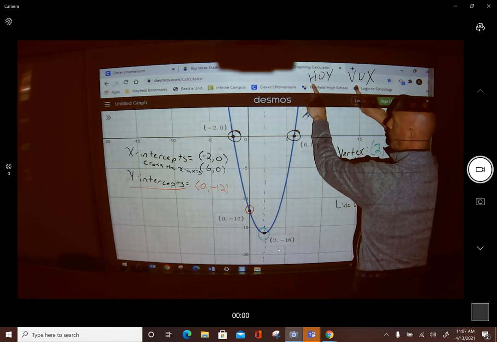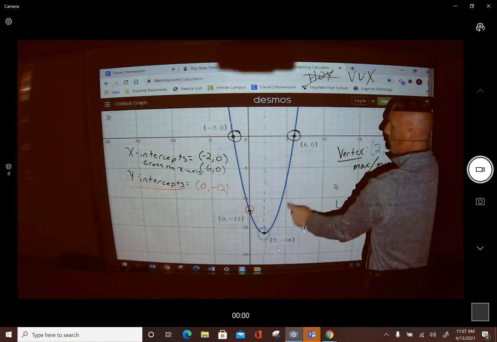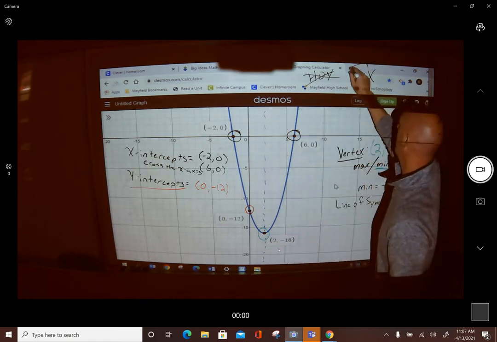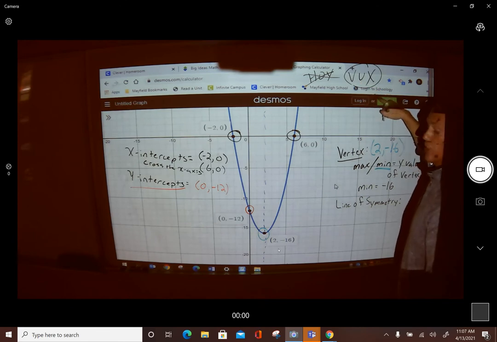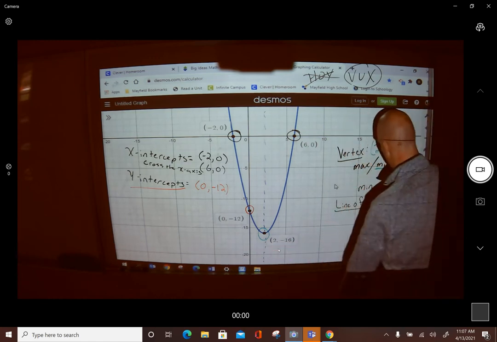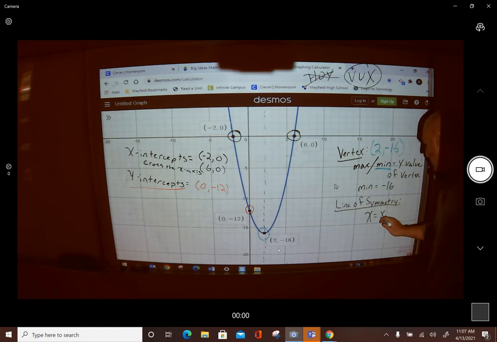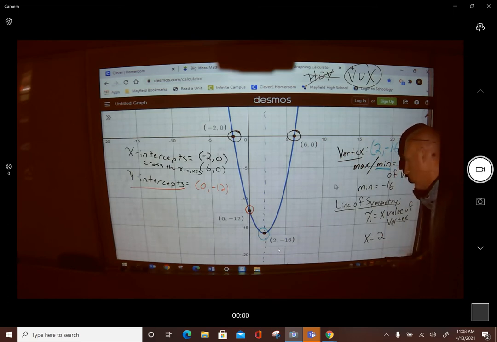HOY was a horizontal line, zero slope, and the equation is y equals. But that's not what we're doing right now. We're doing a vertical line. So we're thinking VUX. A vertical line has an undefined slope, and the equation is x equals. So if I'm looking for my line of symmetry, it's going to be x equals the x value of the vertex. So in other words, the line of symmetry equation is x equals 2.